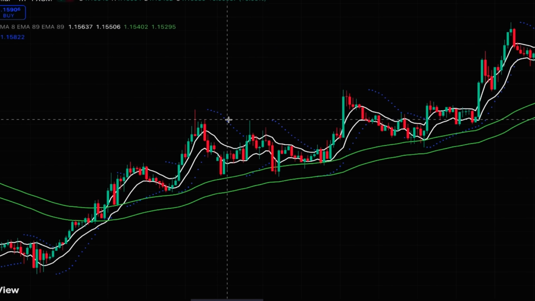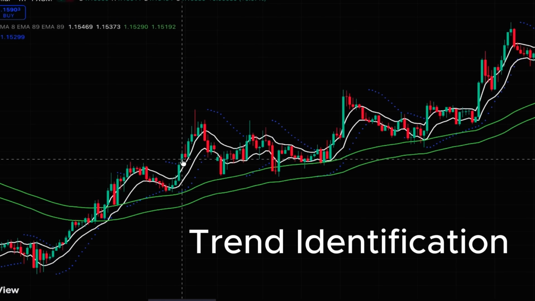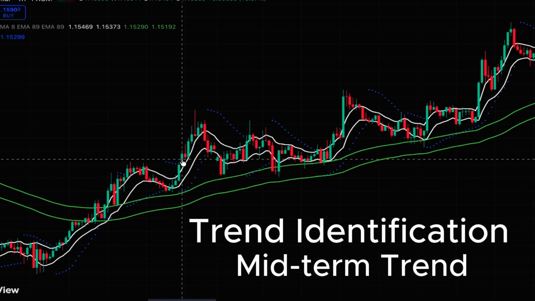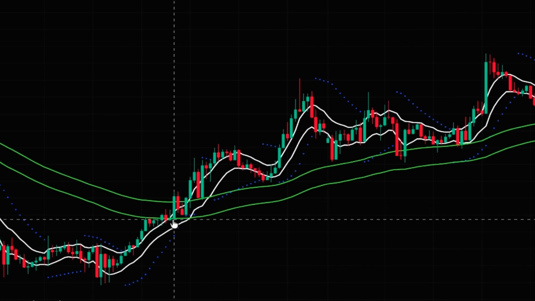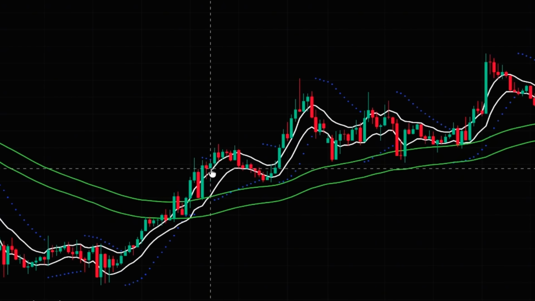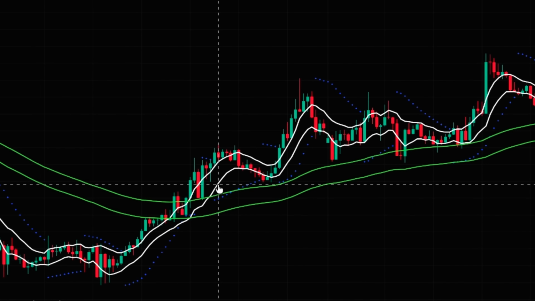As I mentioned earlier, we use the green channel and white channel for trend identification, midterm trend identification. For a long position setup, we want the price to completely cross above the green channel, and this shows that probably the price is turning to an uptrend. But in the next step, to be more confident, we wait for the white channel to completely go above the green channel.